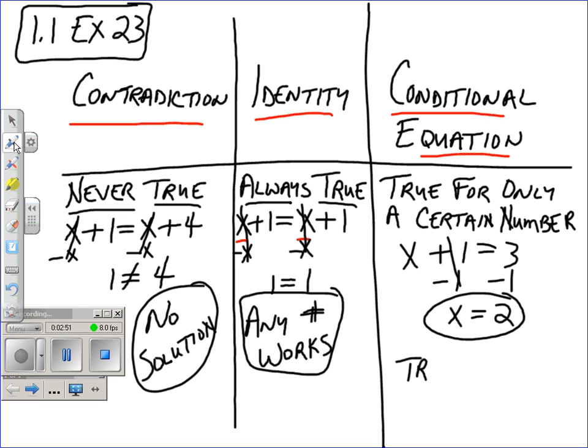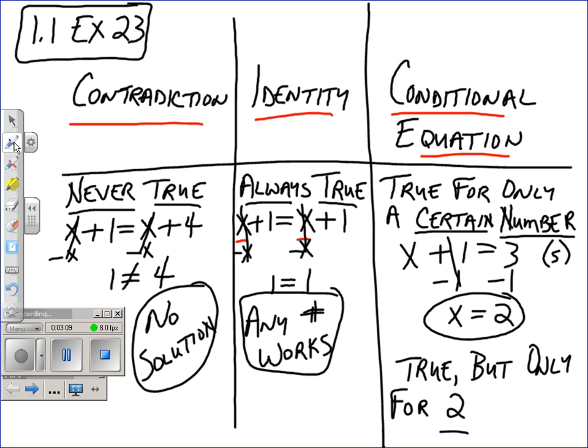So true, but only for 2. All right? It's true for only a certain number. Sometimes you'll get a couple of answers.